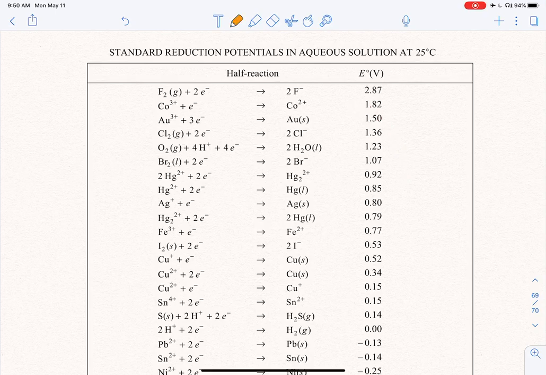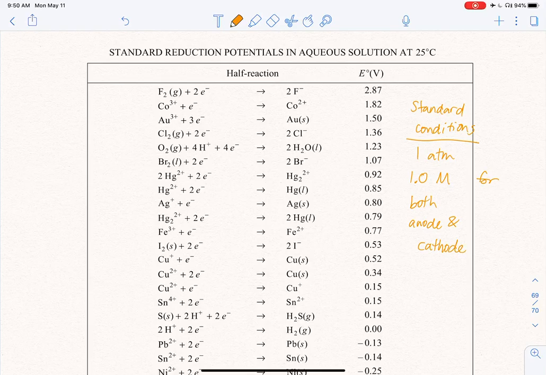These values assume standard conditions. So everything in this table refers to standard conditions. And for this table, that's defined as 1 atmosphere of pressure, a molar concentration of 1 molar for both the anode and the cathode solutions. That's extremely important because at the end of the chapter, we're going to be talking about non-standard conditions. So you just have to kind of realize that the standard conditions are 1 molar. And the other thing is that all of these in the table are at 25 degrees Celsius.